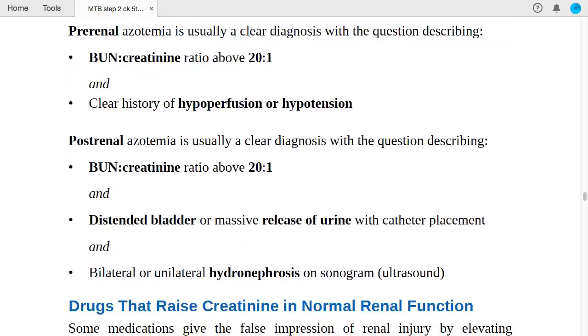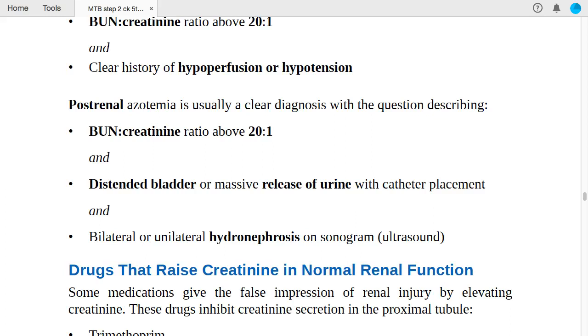In case of post-renal azotemia, it is usually a clear diagnosis with the question describing it. There, the BUN creatinine ratio is the same, above 20:1. But in order to say this is a case of post-renal, you should think of a distended bladder or massive release of urine with catheter placement. Once you put a catheter, you will see a massive diuresis because previously there was obstruction. That gives a clear clue that this is post-renal azotemia. For pre-renal, it should be something related to hypotension and hypoperfusion. The rest of the things are the same, like the BUN and creatinine ratio being above 20:1.